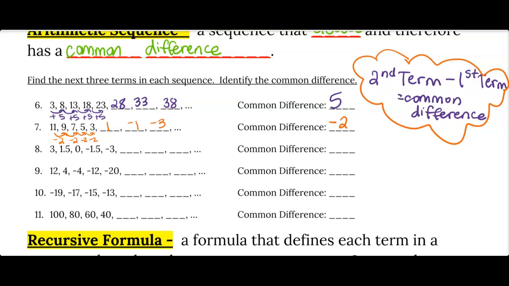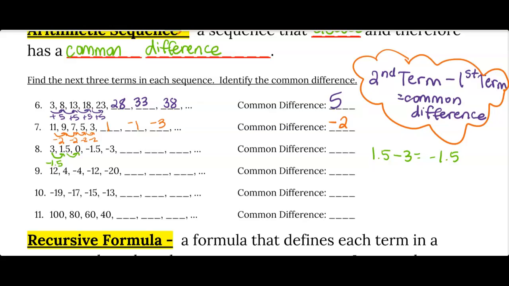Looking at number 8, we'll do one last one together. To get from 3 to 1.5 is a little bit tricky. So you might come over to the side and say, okay, 1.5 minus 3, and that is equal to -1.5. So we are going to be minusing 1.5 each time. And we just check to make sure it works.